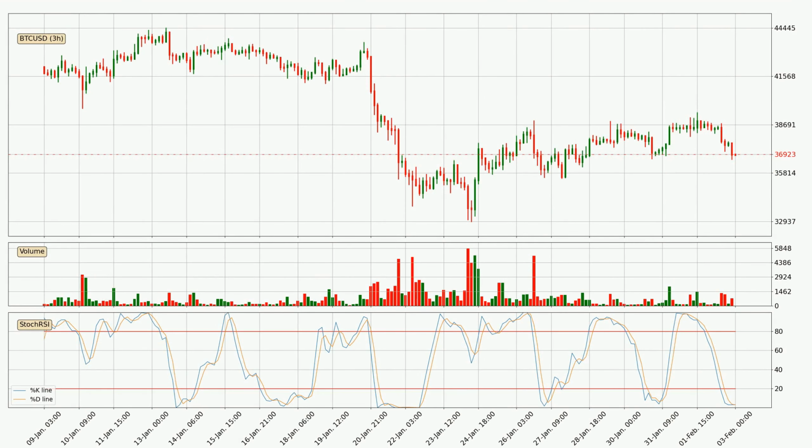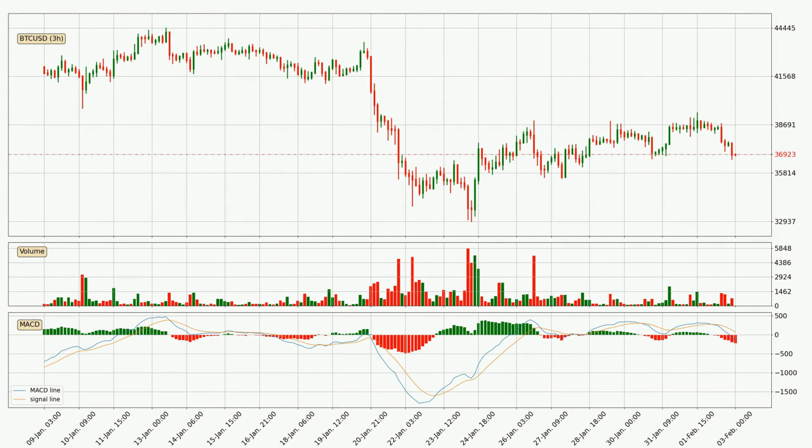Moving to the 3-hourly stochastic RSI, the crypto is being oversold because both the %K and %D lines are currently very low. This means that we can expect a change in the trend, or for the crypto to remain at least stable for some time. The K line is currently above the D line, which shows that the trend has shifted to the upside.